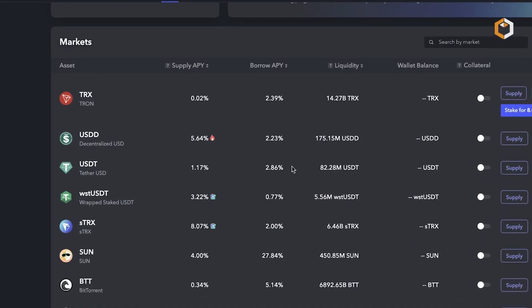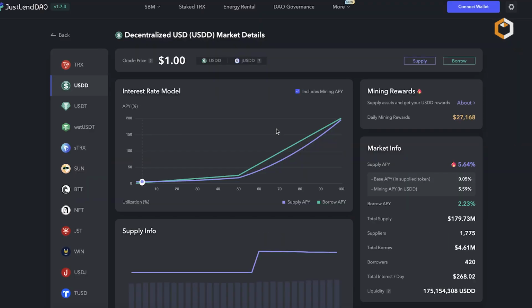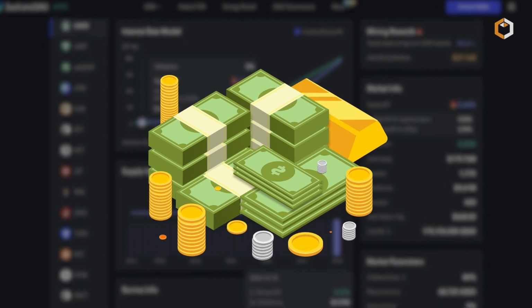Plus, JustLend offers additional incentives through the USDD stablecoin, allowing users to earn even more by participating in the protocol.